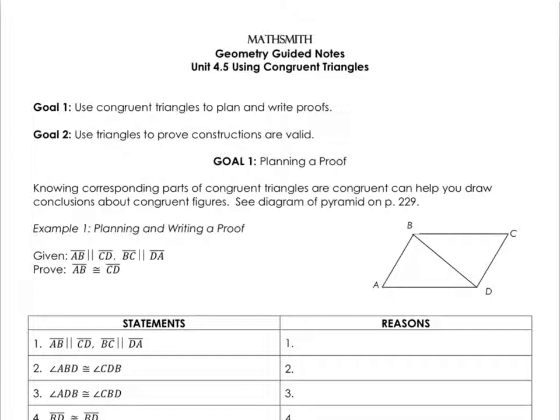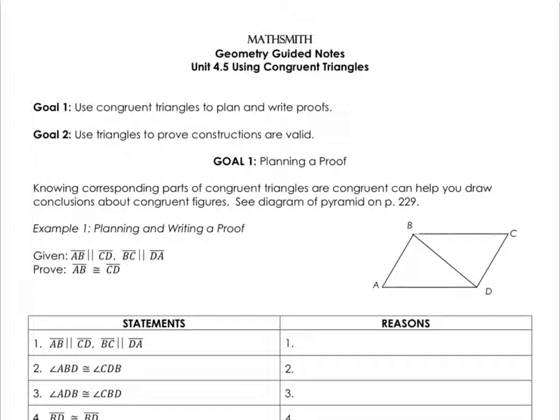Anyway, Unit 4.5 is called Using Congruent Triangles, and it's really just an add-on to the other two units that we've just done about how to prove triangles are congruent. This unit is looking at it from the point of view of once you have established congruence of triangles, you can go a little bit backwards and indicate corresponding parts of these triangles are congruent with one another as well. All right, so let's start.